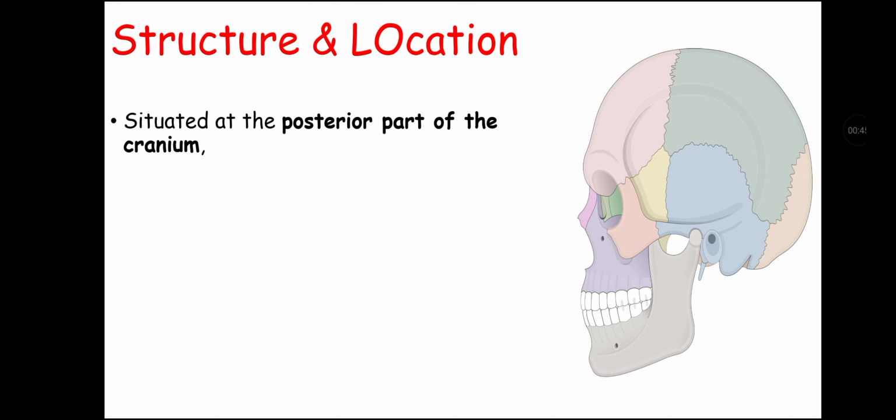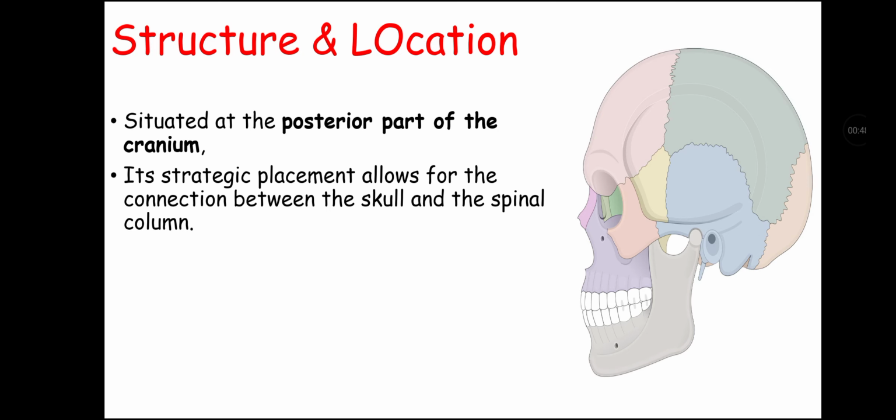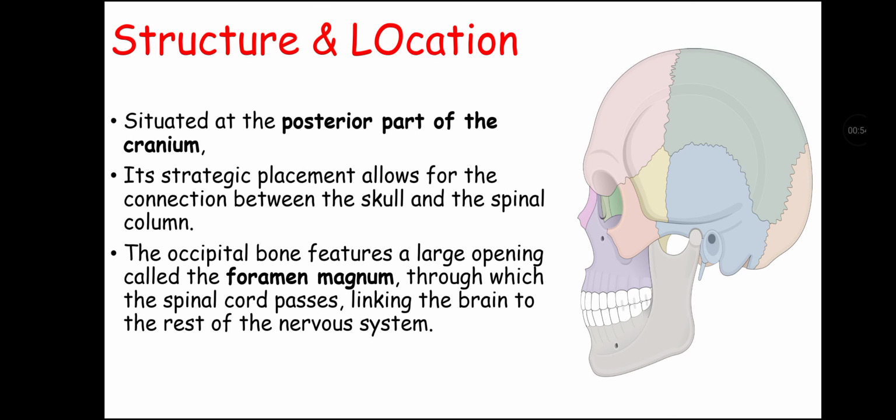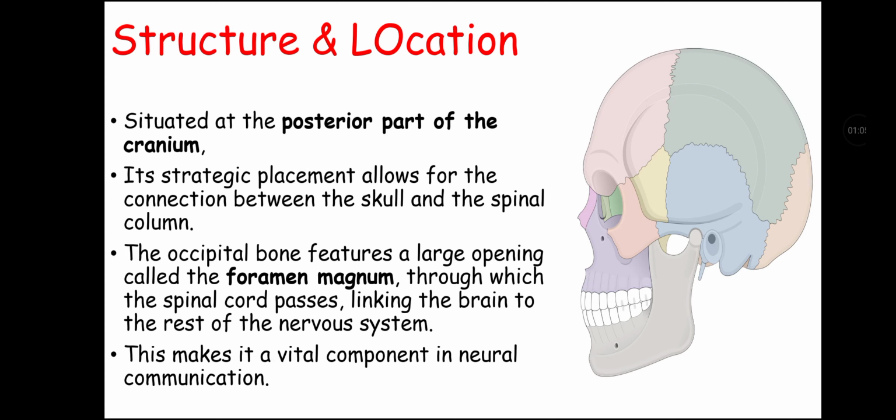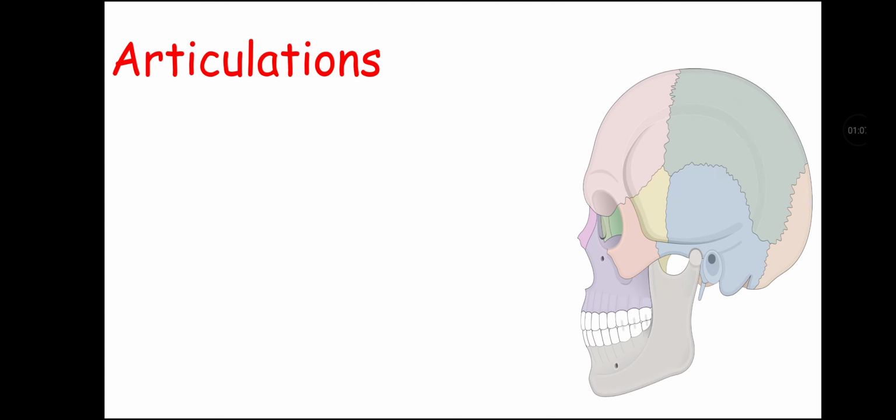It is situated at the posterior part of cranium, as you can see in the diagram, and its strategic placement allows for the connection between skull and spinal column. Occipital bone features a large opening that is called as foramen magnum, through which the spinal cord passes, linking the brain to the rest of the nervous system. This makes it a vital component in neural communication.